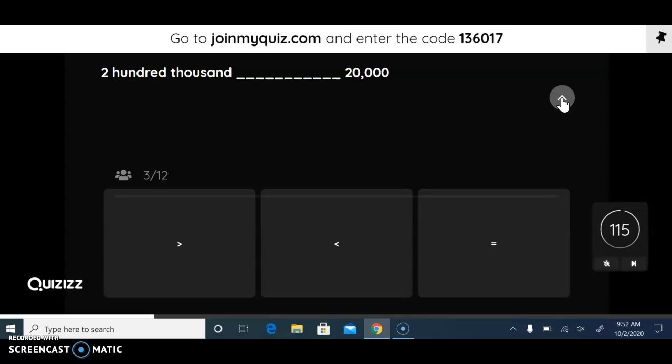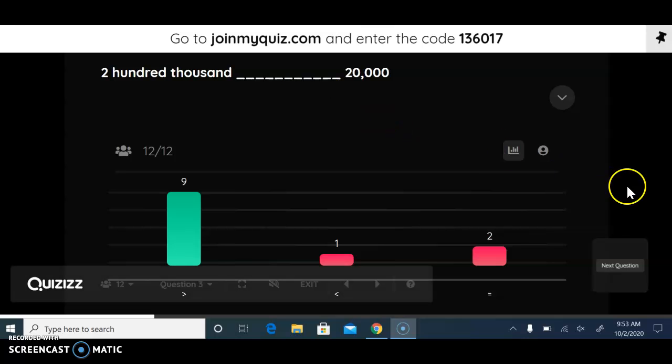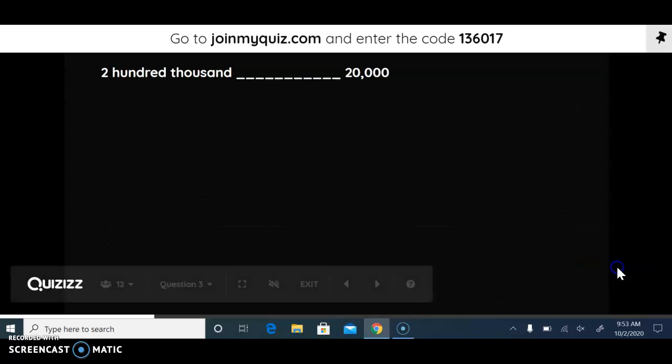200,000 is greater than, less than, or equal to 20,000. Which one's larger? 200,000 is larger than 20,000. When you take your test, you're going to have, on these problems to compare, numbers in unit form. And you're going to have to think about what that value would be. All right, next question.